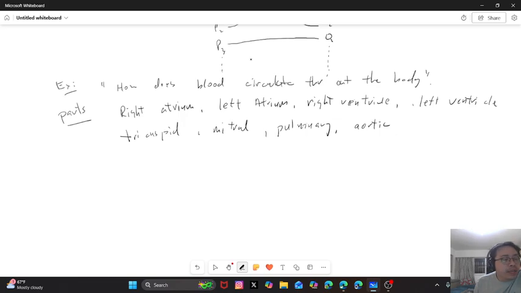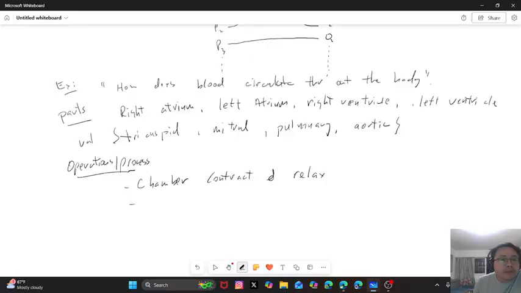So let's look at the operations, or the processes, if you want to say that. The first operation would be the chamber contracts and relaxes, right? And these are the valves, by the way. And these are the chambers. Explanation in biology is complicated, I know. So the chambers contract and relax, right?